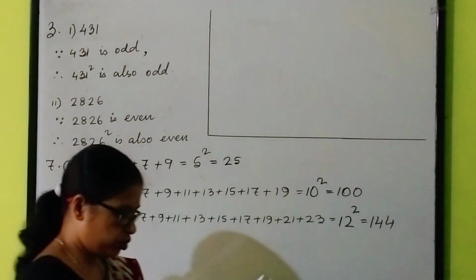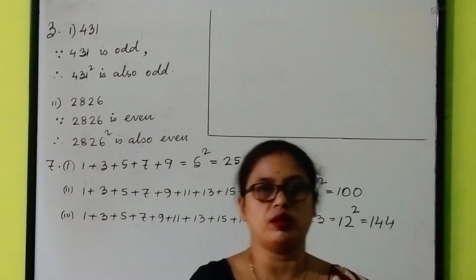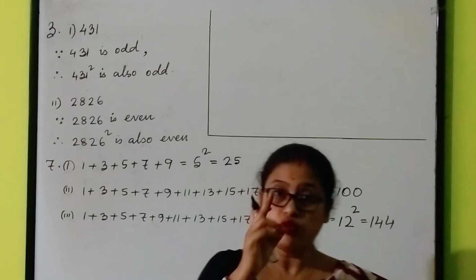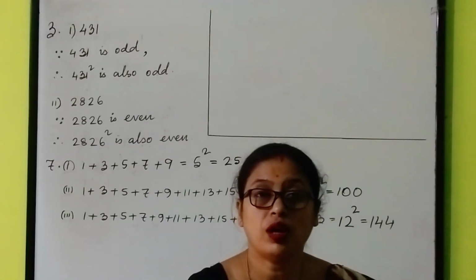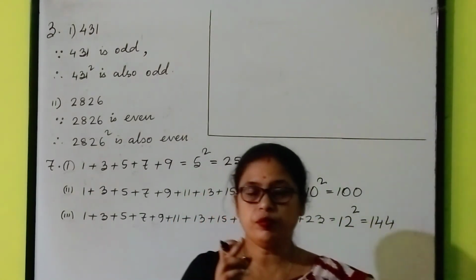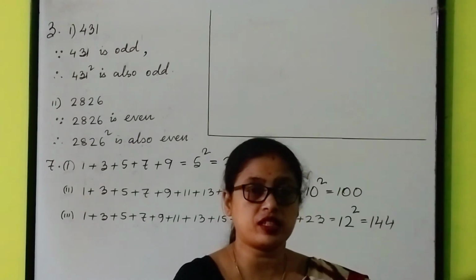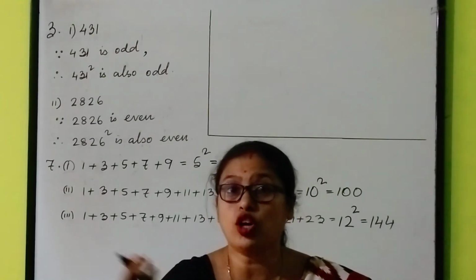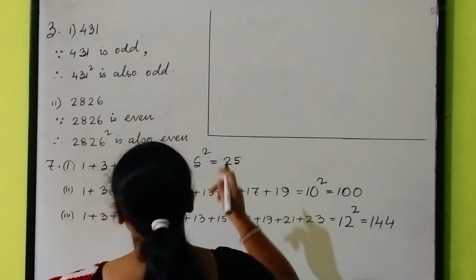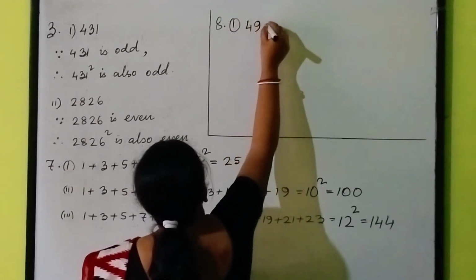Okay. Now come to question number 8. Express 49 as the sum of 7 odd numbers. You have to express 49 as the sum of 7 odd numbers. 49 is what? A perfect square. I have given one point in the note. I have explained just now that perfect squares can be expressed as the sum of successive odd numbers starting from 1. So here I am doing question number 8, my dear students.